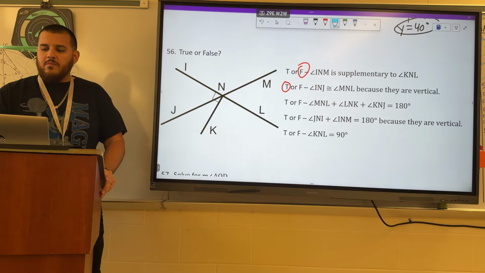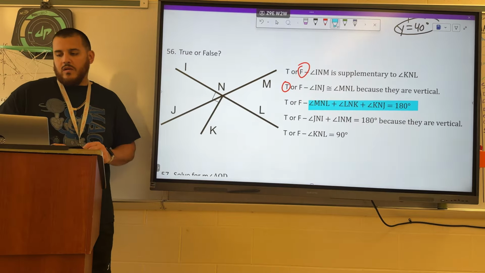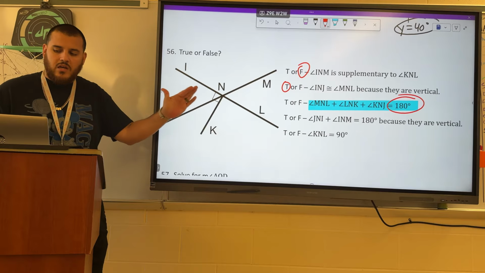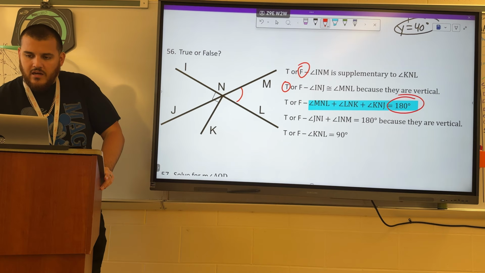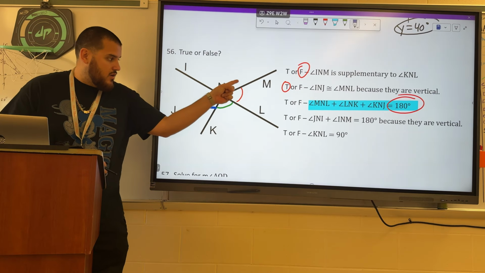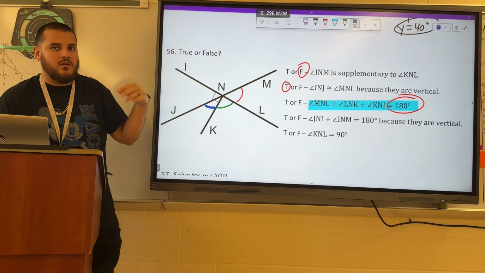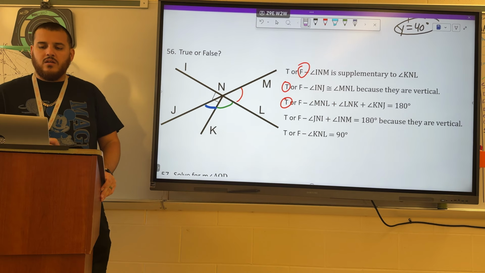Next, we have angle MNL plus LNK plus KNJ equals 180. Let's see. Remember, 180 we want to think of in figures like this as straight lines. Straight angles give us 180 degrees. So here's MNL, here is LNK, and here is KNJ, the three angles in that equation. And notice those are all on one side of my straight angle MNJ. Therefore, this is true. They have to add up to 180 degrees.